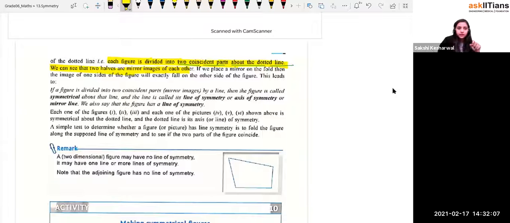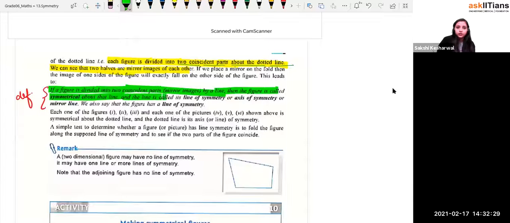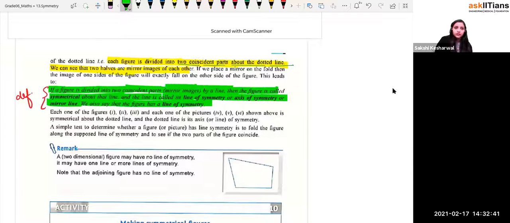Now this is basically a definition, right? Here comes the definition, so we'll just write it out. If a figure is divided into two coincident parts, meaning like a mirror image, by a line, then the figure is called symmetrical about the line, and the line is called the line of symmetry, or the axis of symmetry, or a mirror line, and we say that the figure has a line of symmetry. Yes, this is what it is saying. So you can just write these lines down in your copy.